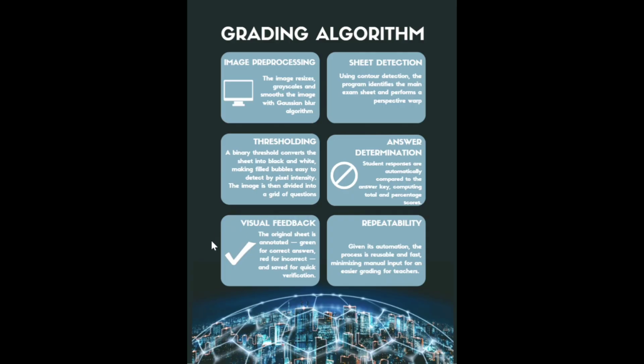Now we have the visual feedback. The original picture is annotated with green for correct answers and red for incorrect ones, and that image is saved for quick verification in case it is needed. Finally, this algorithm has great repeatability. Given that the only step necessary is to give it an image as an input, the process is reusable and fast, and it minimizes manual input for easier grading for teachers, minimizing mistakes as well.